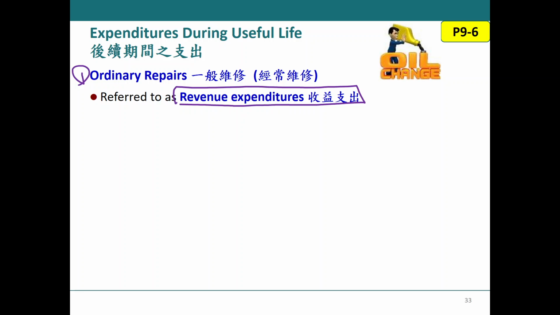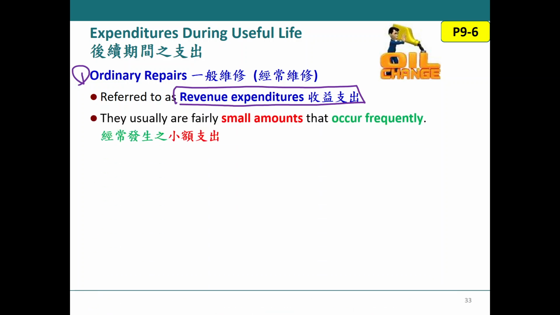It's quite common terms you will find in the future when you look at any financial contents or any financial courses. You will find they will say, oh, the money we spend is on revenue expenditures, 收益支出. So revenue expenditures usually means the money we spend is small money, okay? Small money and occurs quite frequently, that means it's quite common. We spend small money quite often on everything. So it's small money and frequent.